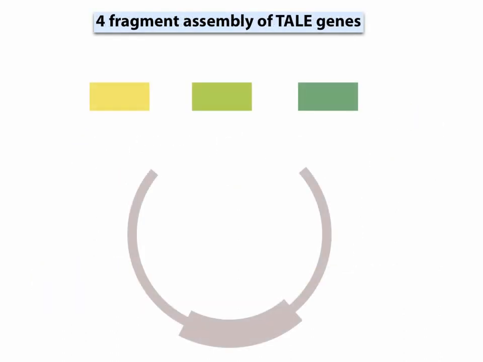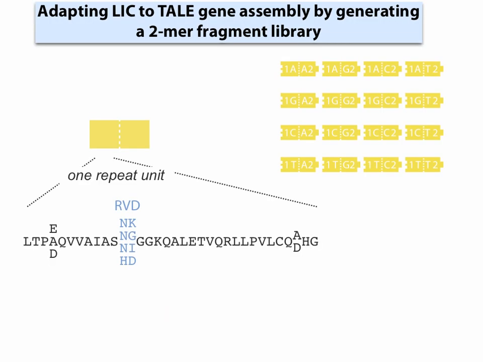In order to apply this technology to TALE gene synthesis, we decided to design a 4-piece assembly process in which 3 TALE repeat unit fragments are assembled into one backbone plasmid. As a minimal cloning unit, we chose a fragment that contains 2 TALE repeat units as depicted on this slide. Highlighted in blue are the repeat variable diresidues that confer the target-based specificity to the respective TALE repeat unit.